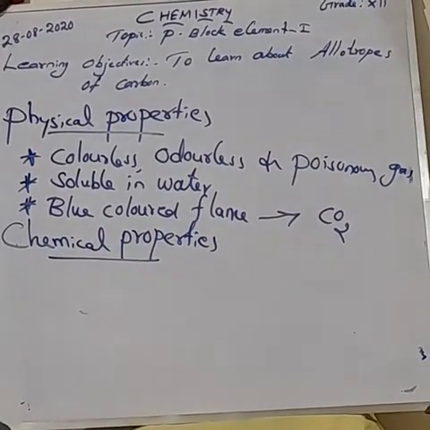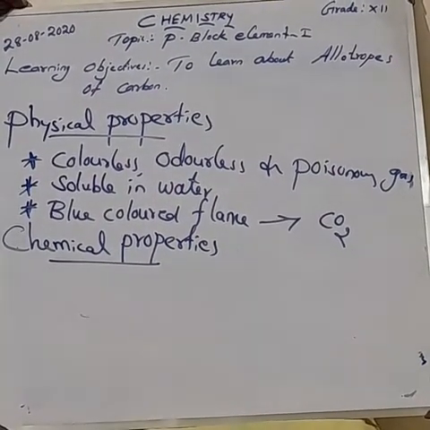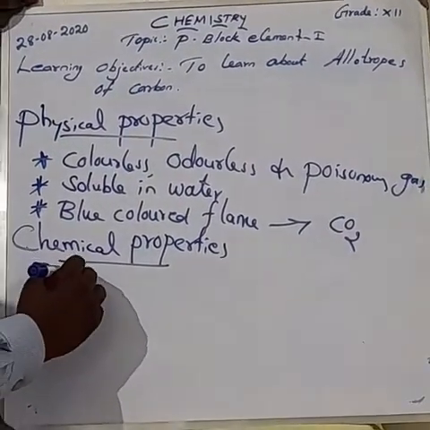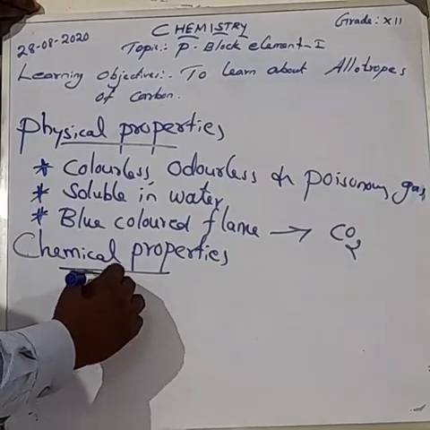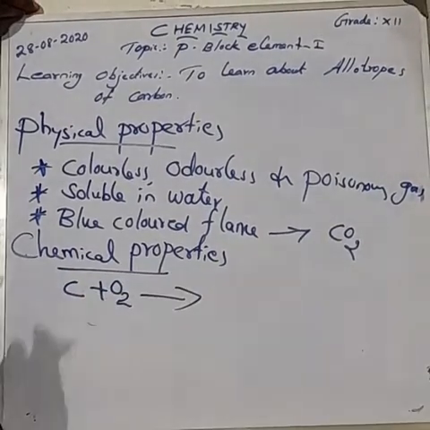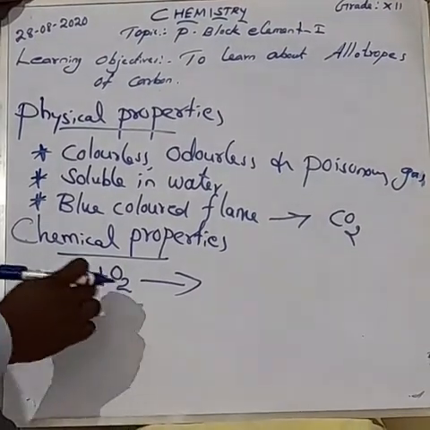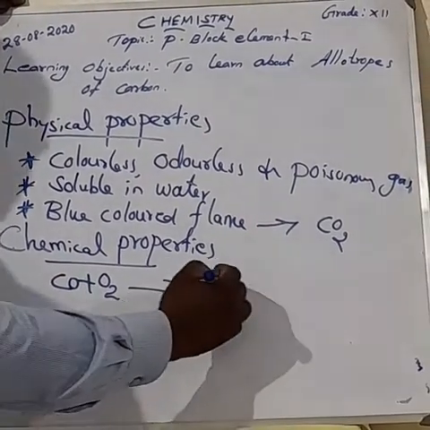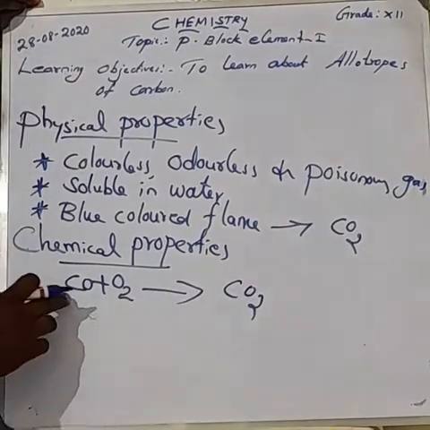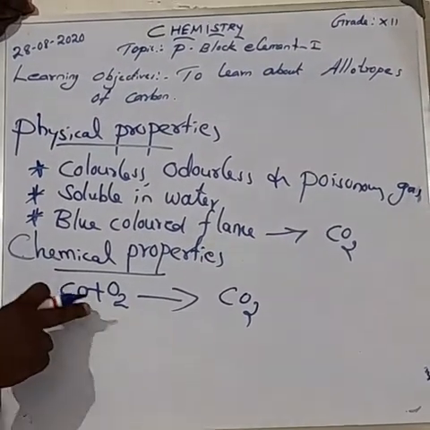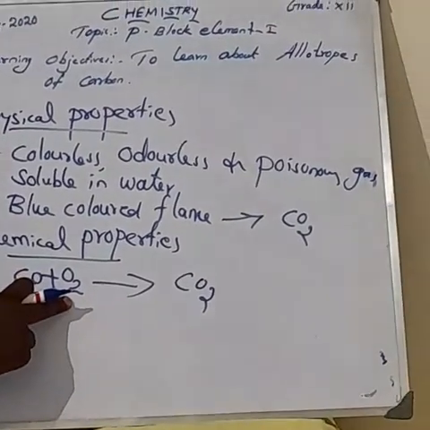What are the chemical properties of carbon monoxide? The first one: carbon monoxide reacts with oxygen to form carbon dioxide.